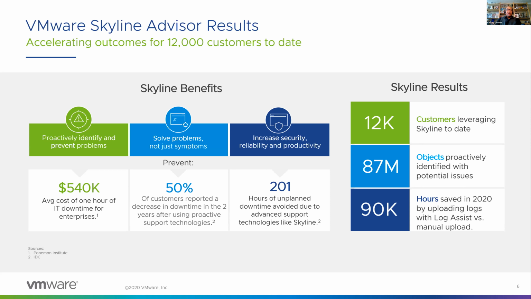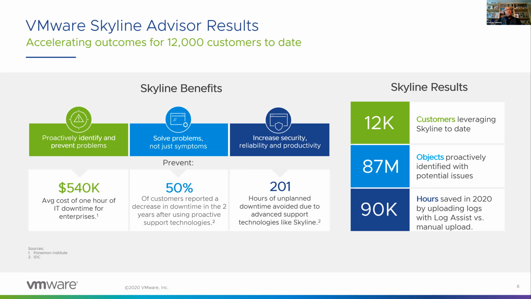To date, Skyline has helped over 12,000 customers identify nearly 90 million objects in their environments that could potentially have issues. And our customers have proactively resolved more than 60% of those on their own.